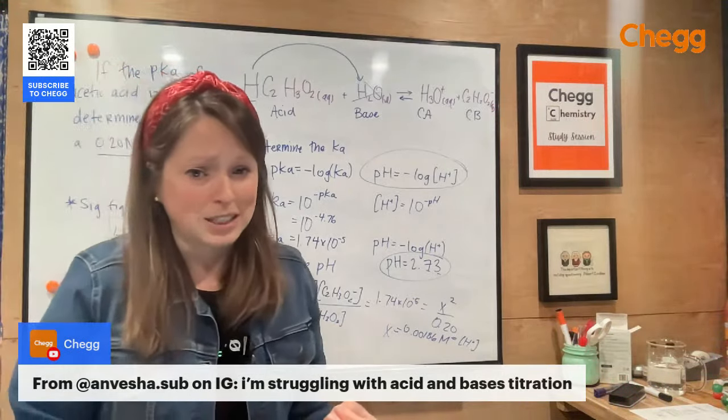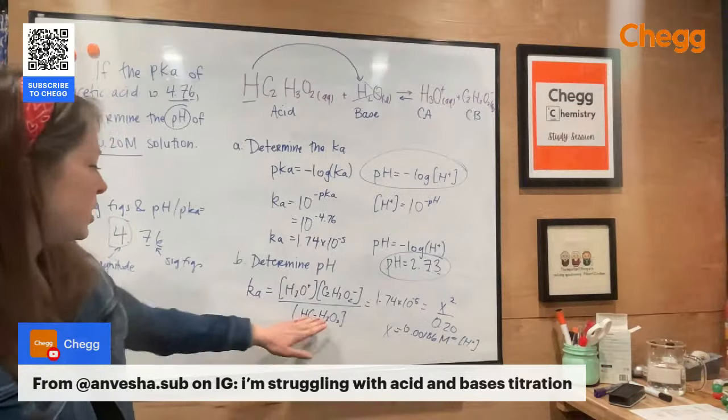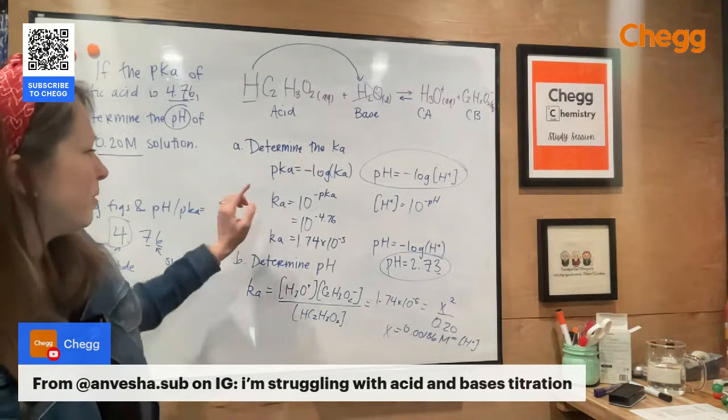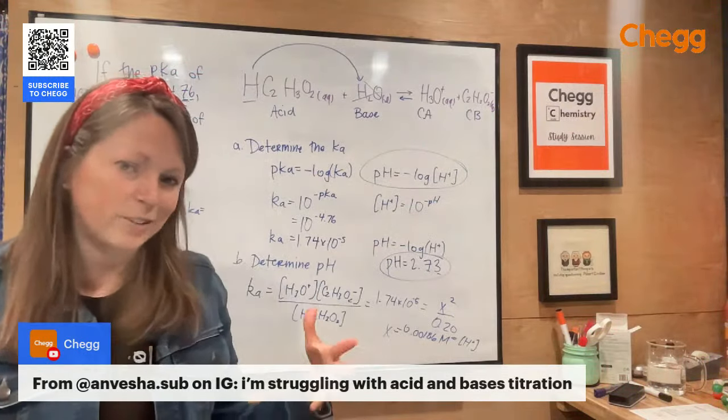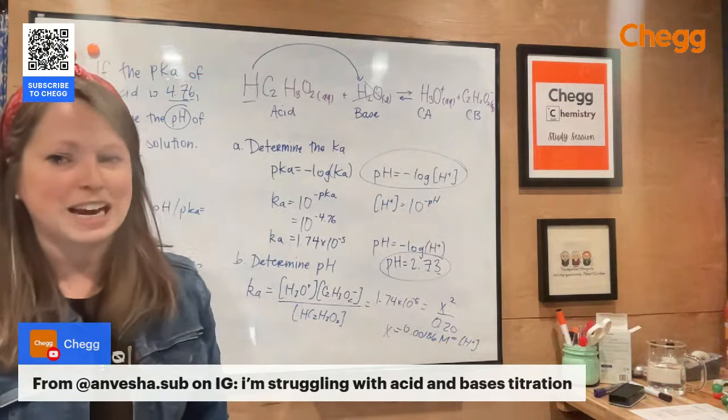Each problem is going to be slightly different. We were given that concentration of acetic acid. We were given our pKa. Each problem is going to be slightly different from there, but if you have this process down, you can figure out however you need to get there.